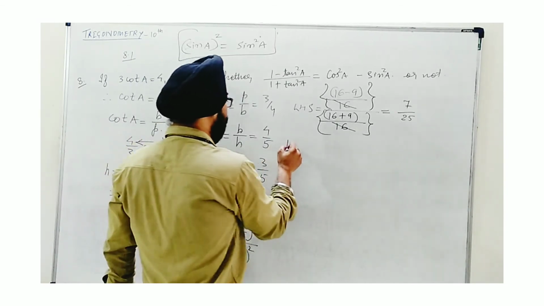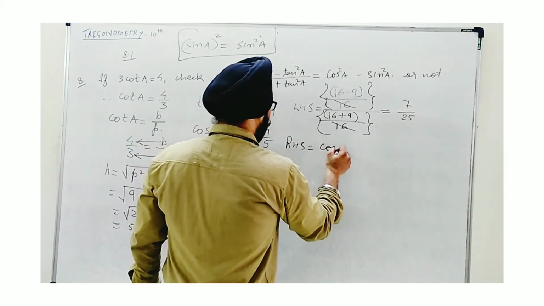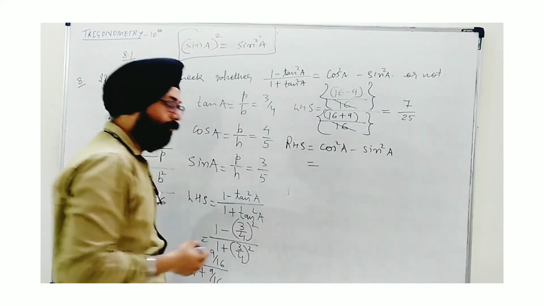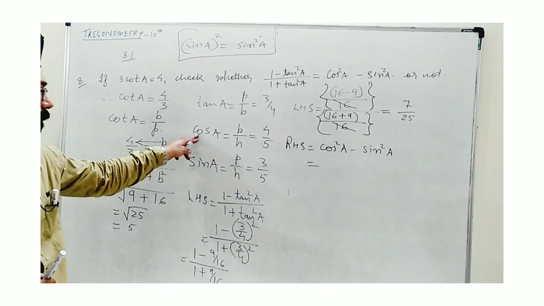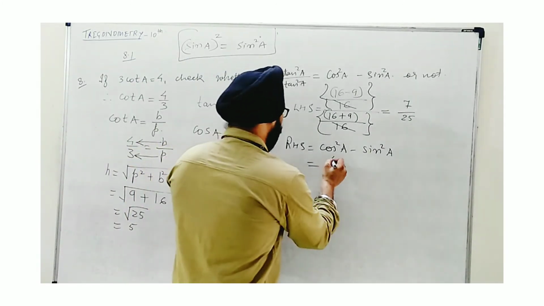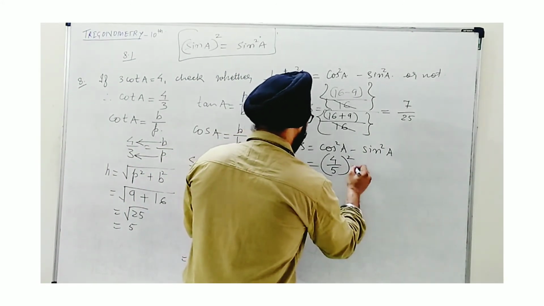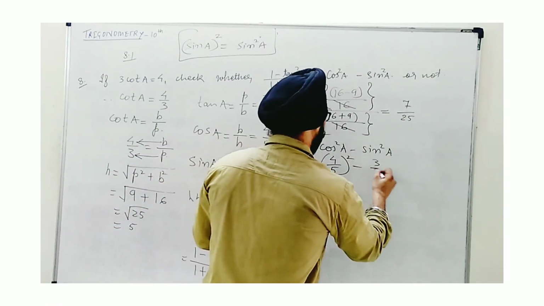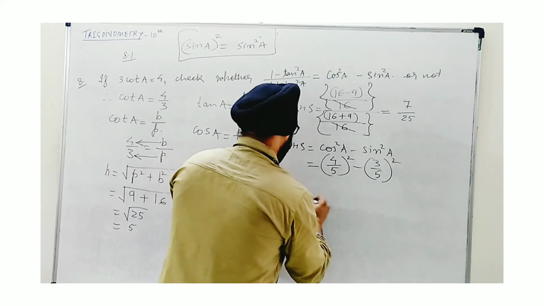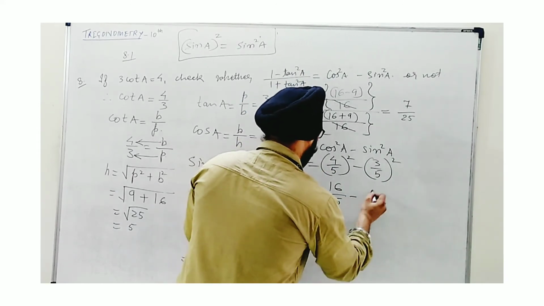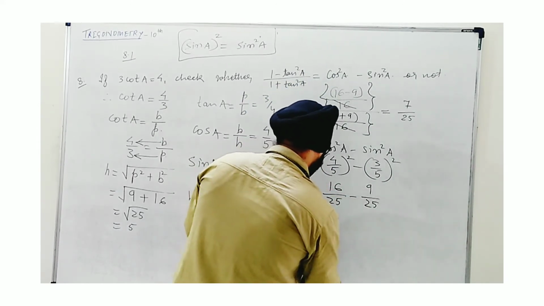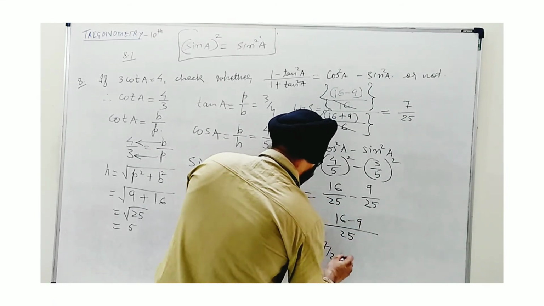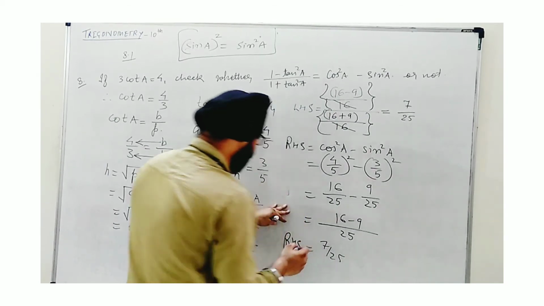So we will solve RHS also by taking the ratios: cos square A minus sin square A. Recently I told you cos square means square on cos A. What is the value of cos A? 4 by 5. Put here (4 upon 5) whole square minus sin A, it is 3 upon 5, (3 upon 5) whole square. Solving, 16 upon 25 minus 9 upon 25. LCM for sure is 25. 16 minus 9 numerator, and 7 upon 25. This way we get RHS.